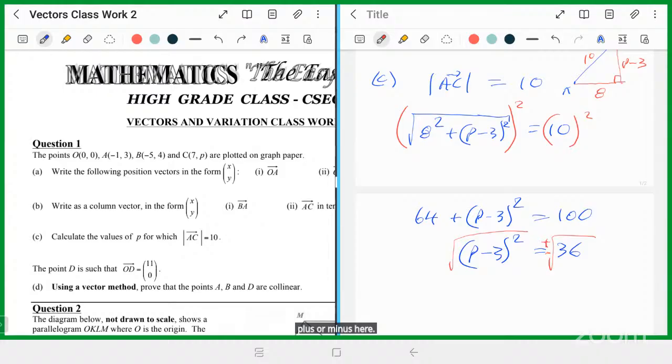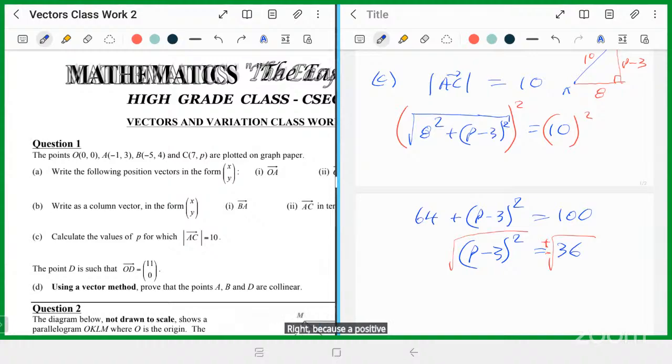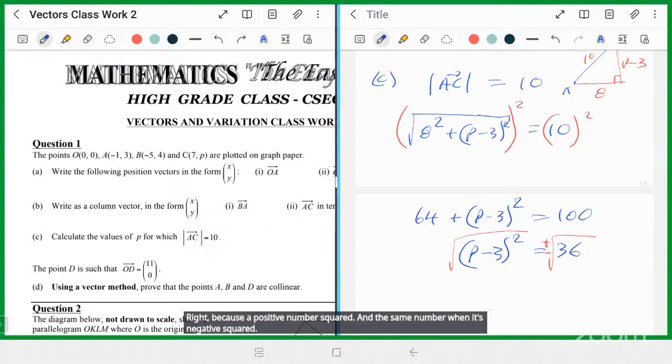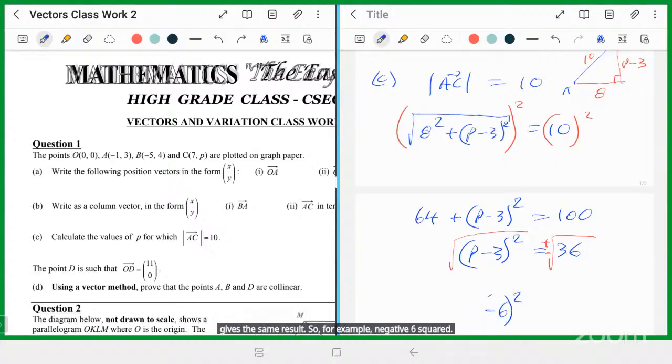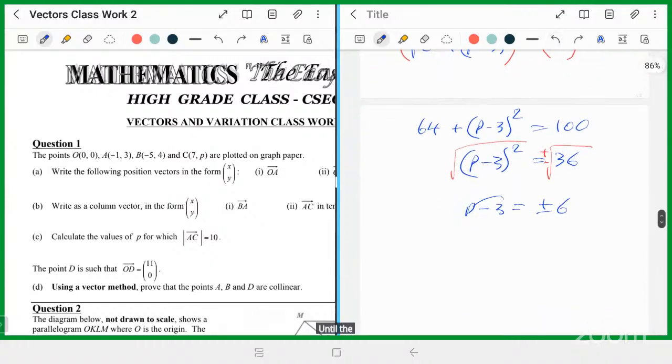Right? Because a positive number squared and the same number when it's negative squared gives the same result. So for example, negative 6 squared and positive 6 squared, both of them equals 36. And so the square root of 36 can be plus or minus 6. So then this P minus 3 becomes equal to plus or minus 6. And to leave P as a subject, we can transpose this negative 3 over here, make it positive, and P becomes 3 plus or minus 6.